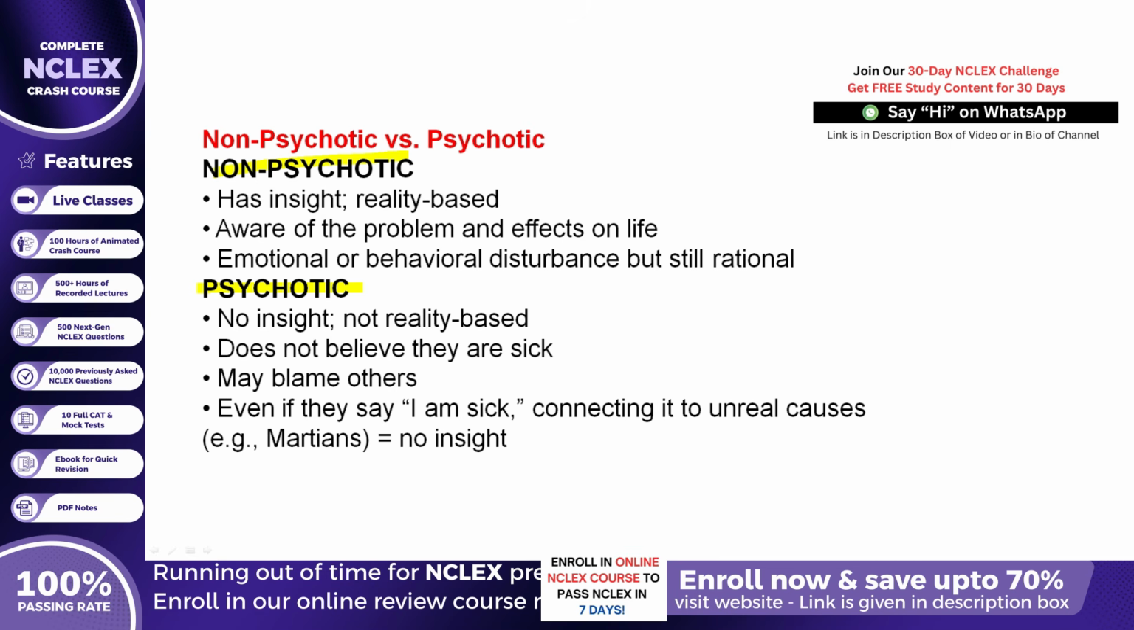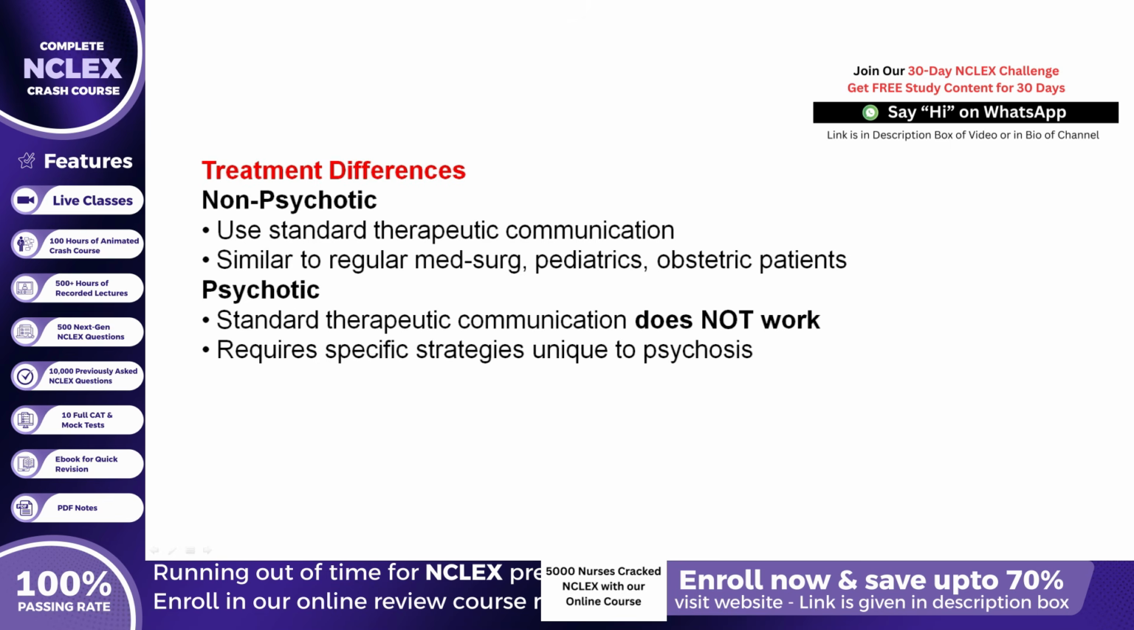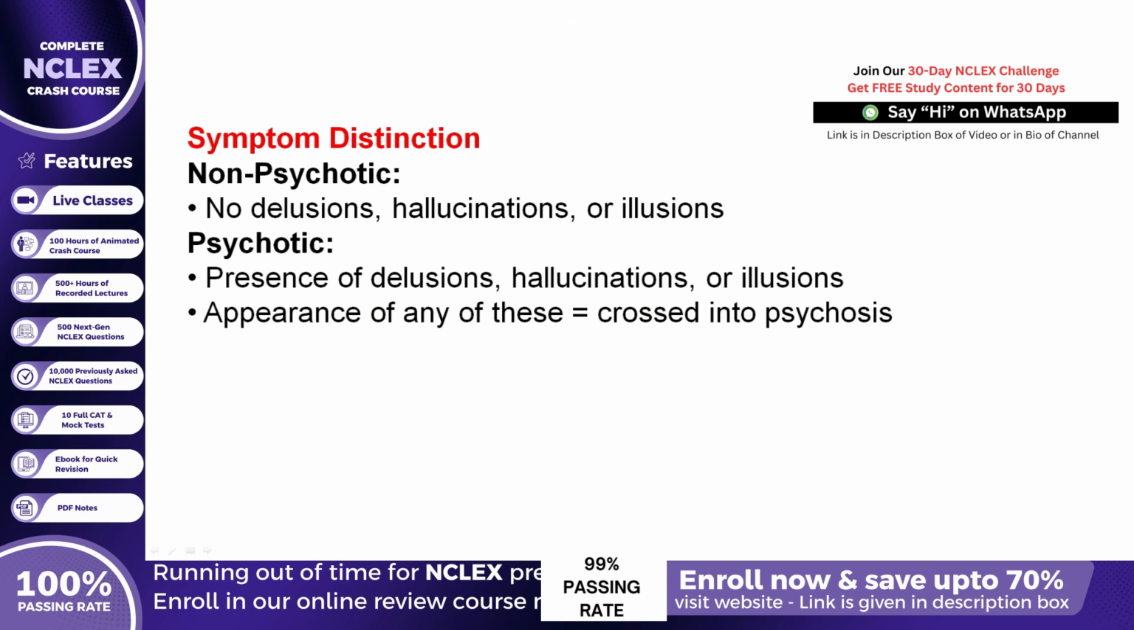Now let us look at how treatment differs between non-psychotic and psychotic clients. For a non-psychotic client, we use standard therapeutic communication. This approach is similar to what we use with regular medical, surgical, pediatric, and obstetric patients. However, with a psychotic client, standard therapeutic communication does not work. Instead, they require specific strategies that are unique to psychosis. Next, let us clearly distinguish symptoms. A non-psychotic client has no delusions, no hallucinations, and no illusions. A psychotic client, however, has the presence of delusions, hallucinations, or illusions. And the appearance of any of these means the client has crossed into psychosis.